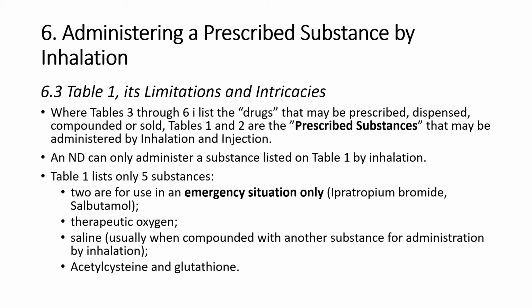Table 1 lists only 5 substances. 2 are for use in an emergency situation only: ipratropium bromide and salbutamol, therapeutic oxygen, saline, usually when compounded with another substance for administration by inhalation, acetylcysteine or glutathione. No other substances may be administered by inhalation. It is important to note that therapeutic oxygen does not appear on Table 3, drugs that may be prescribed. Therefore, while an ND may administer it in office, they may not provide a patient with a prescription for the use of oxygen in their home.